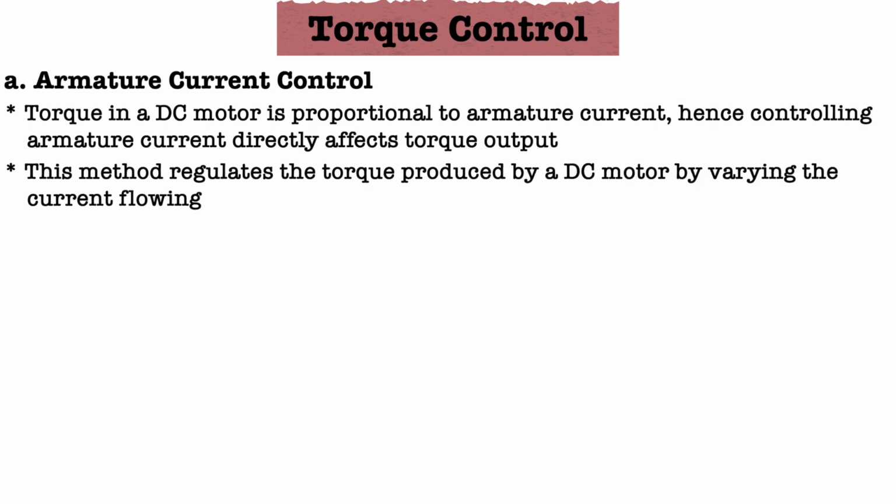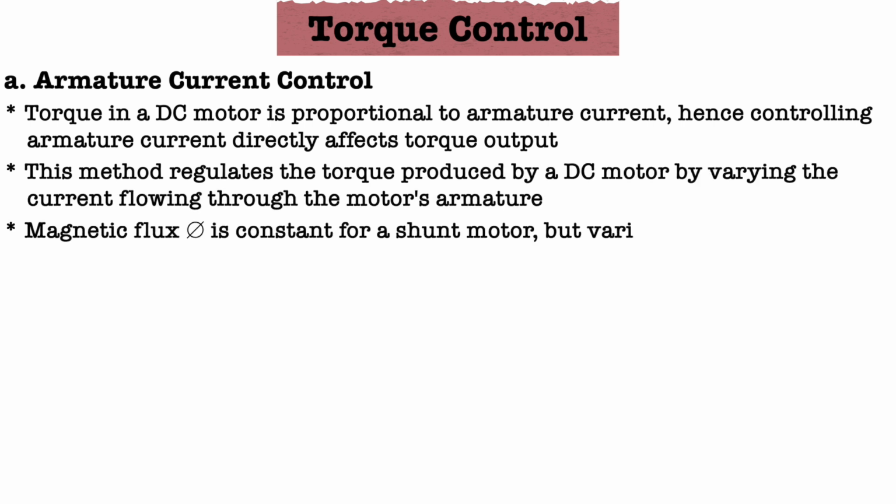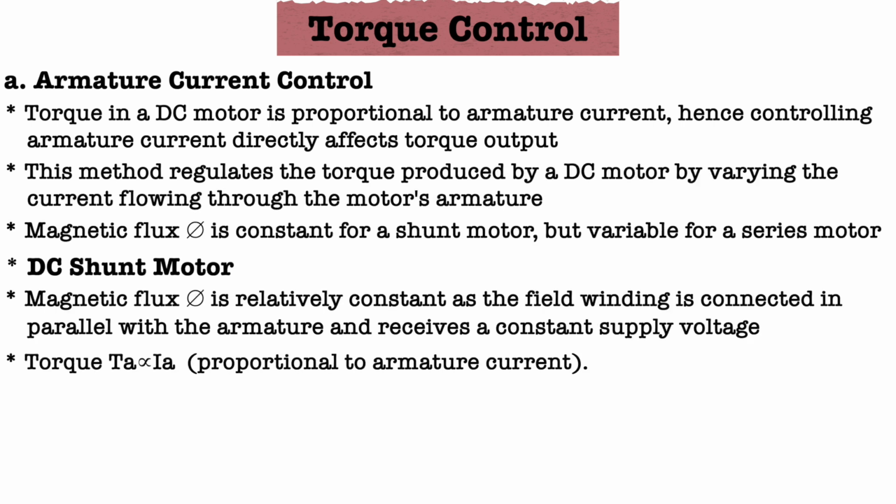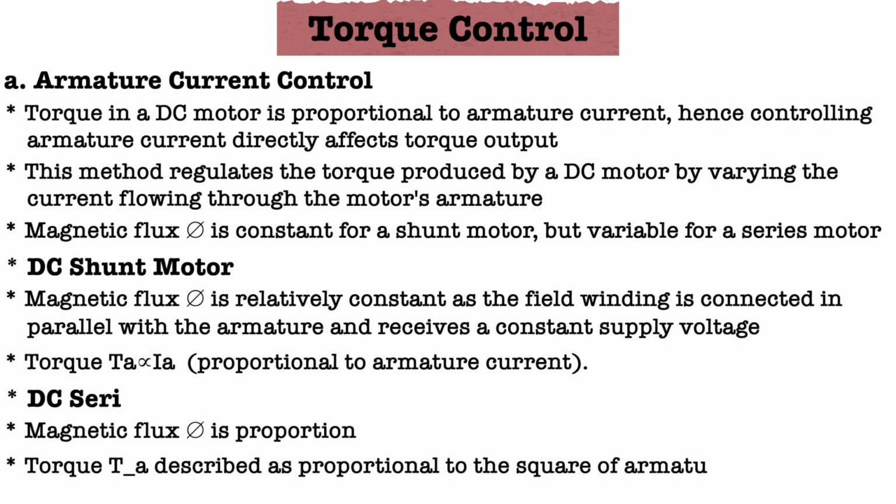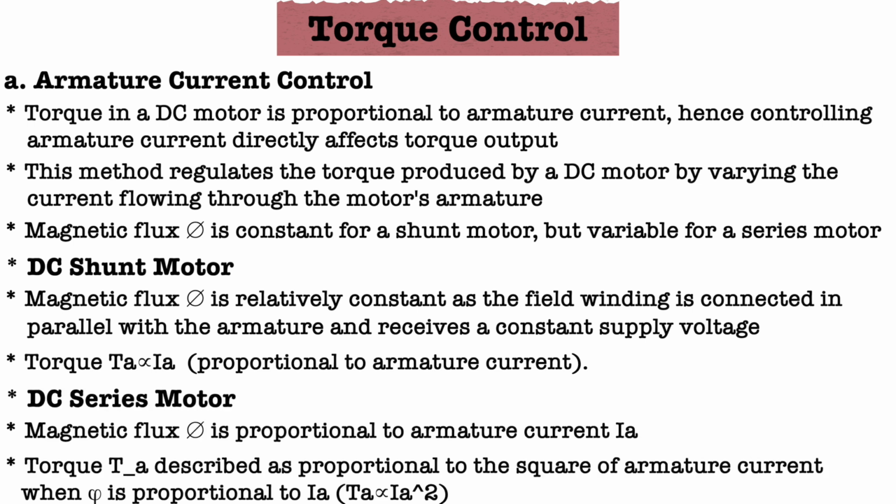just seen that in a DC series motor, the magnetic flux phi is proportional to the armature current Ia. So, the torque can be described as T proportional to Ia square. This can be done using current controllers or feedback systems to adjust the armature current to the desired level, and are essential in applications where torque needs to be precisely controlled, such as in robotics and conveyor systems.